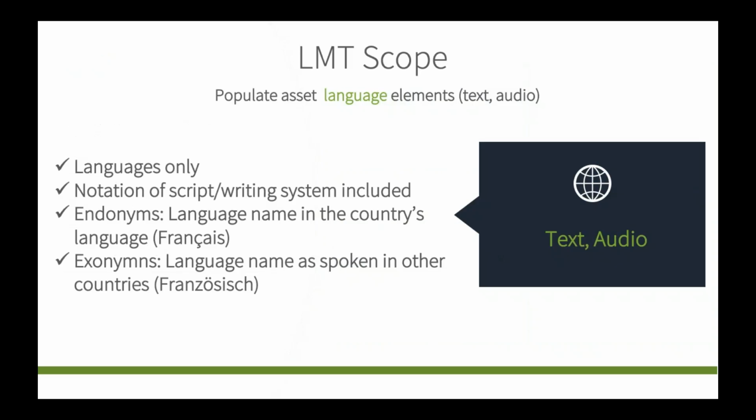So the scope for the LMT is we've really just focused on the languages. It's the notation of the scripts and the writing included, because you need to make sure that you have the right codes for the written language as well as the audio language. We also include the endonyms, which is the language name in the country's own language. There can also be exonyms available, since the language is spoken in other countries as well. So this way we'd have French, Français, and I cannot pronounce the last one, but all that information.